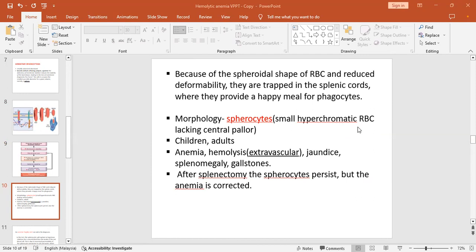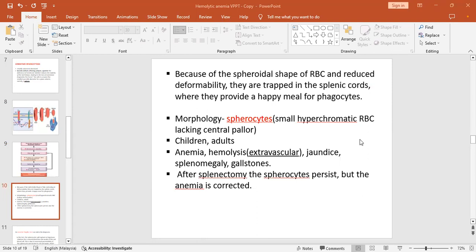In the peripheral smear, we can find the presence of spherocytes. Spherocytes are small hyperchromatic RBCs lacking central pallor. Hereditary spherocytosis can be seen in children as well as in adults. Hemolysis is extravascular and there is presence of jaundice, splenomegaly and gallstone formation.